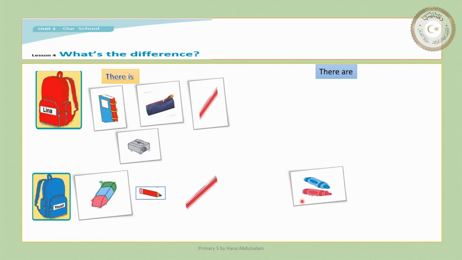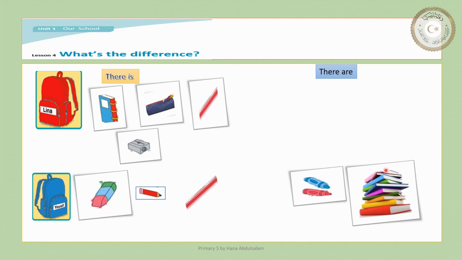Okay, what do we say here? There is a crayons. No, there are crayons. Why there are? Because can you count them? 1, 2. So we don't say there is. We say there are because 2. So there are 2 crayons. There are some crayons.